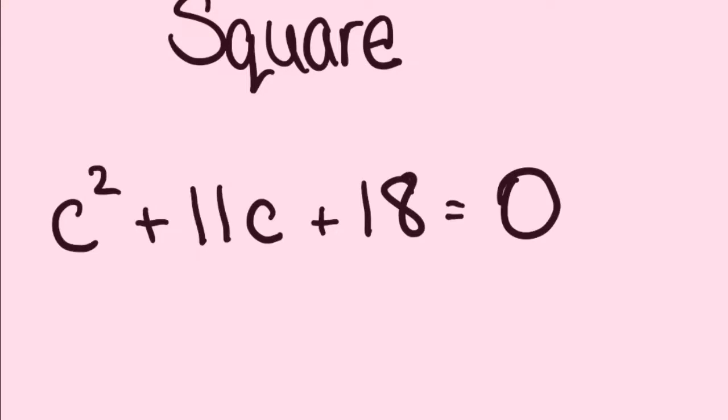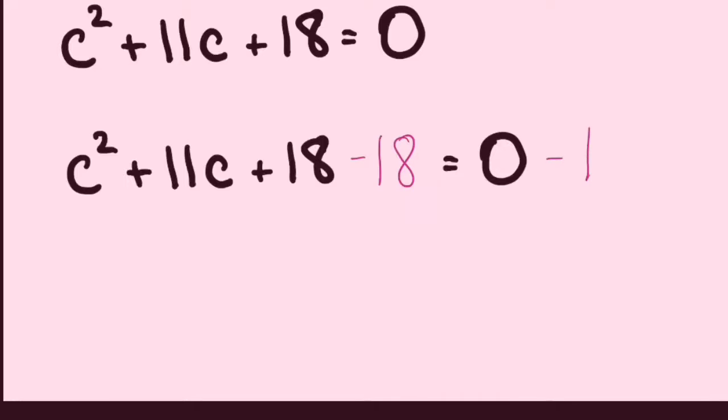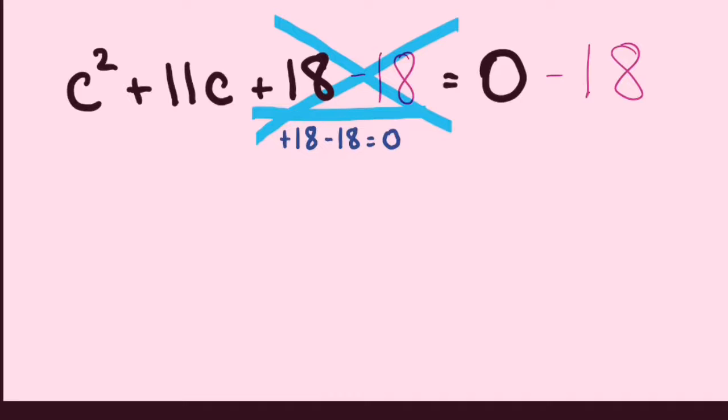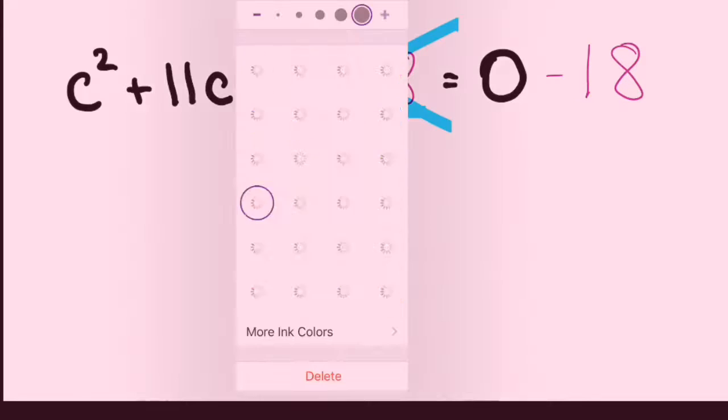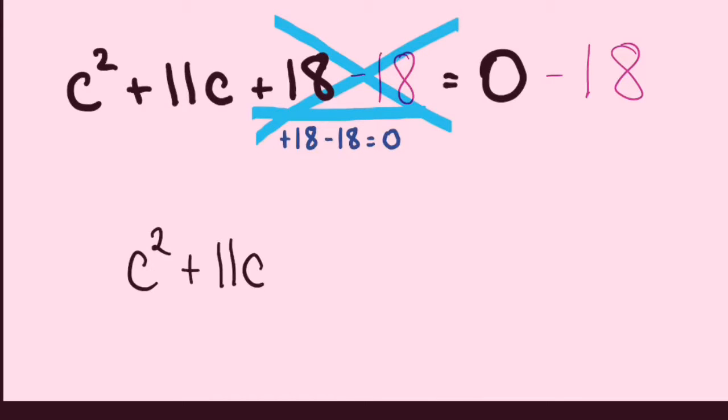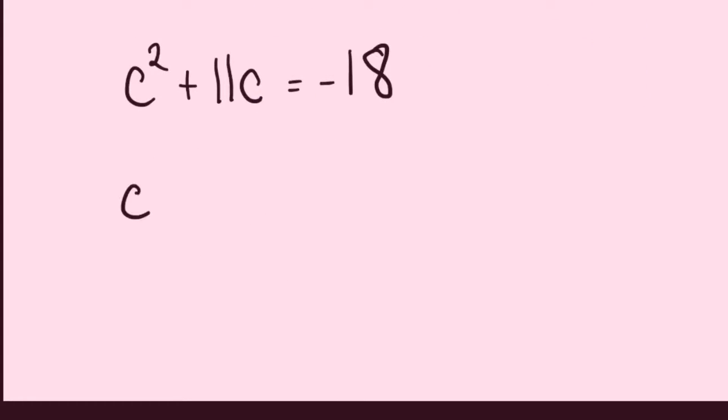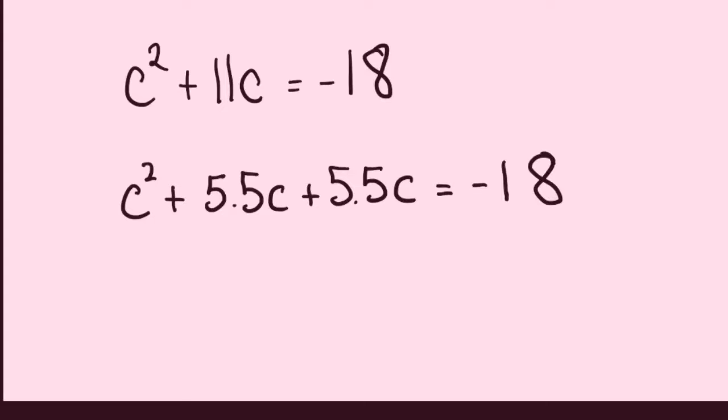So we're given c squared plus 11c plus 18 is equal to 0. First step, we subtract 18 on both sides. Now we're going to look at this as c squared plus 11c equals -18. So we want to make a perfect square. Think about half of this 11c. 11 divided by 2 is going to equal 5.5.